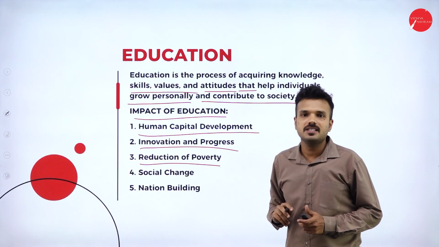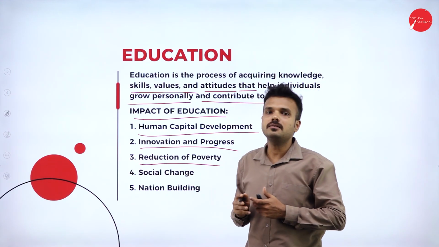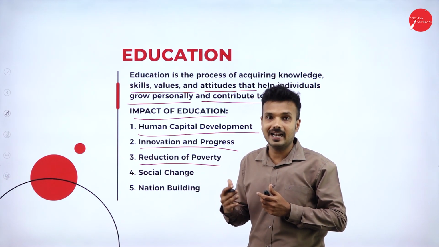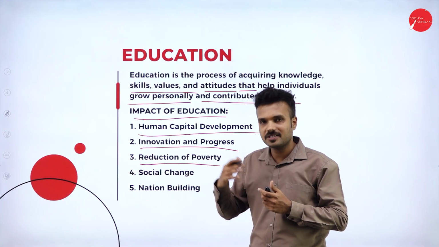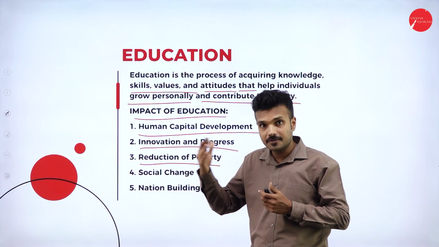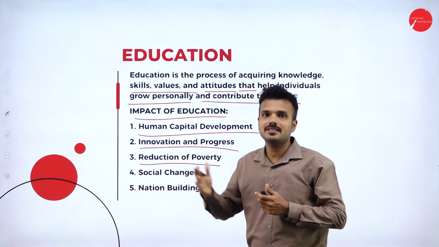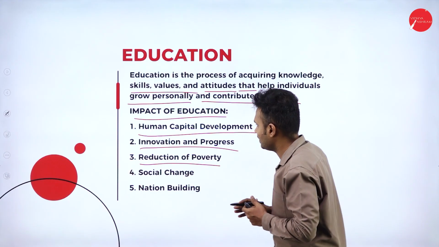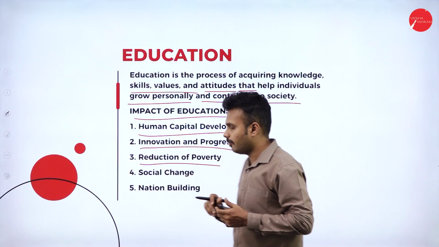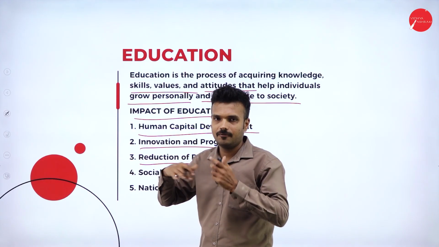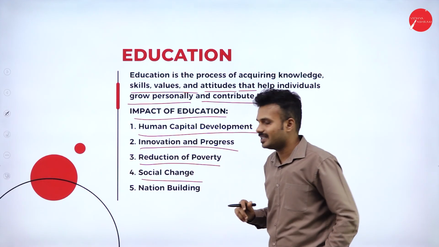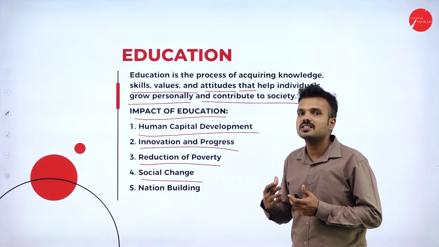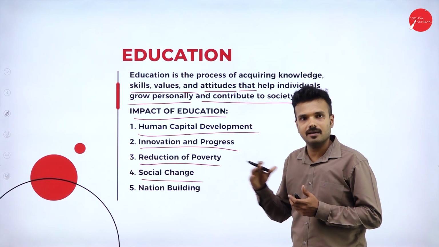Reduction of poverty. See what happens when it comes to poverty. If we are educated, we can earn our own bread, our lifestyle changes, our purchasing power changes. There will be an increase in purchasing ability or capacity, PPP, yes or no? So these things are going to happen, and we call it a reduction in poverty. The poverty will come down if we earn our own. Social change, societal change is going to happen. If we consider the GDP, if we consider the GNP, these factors are considered the most.